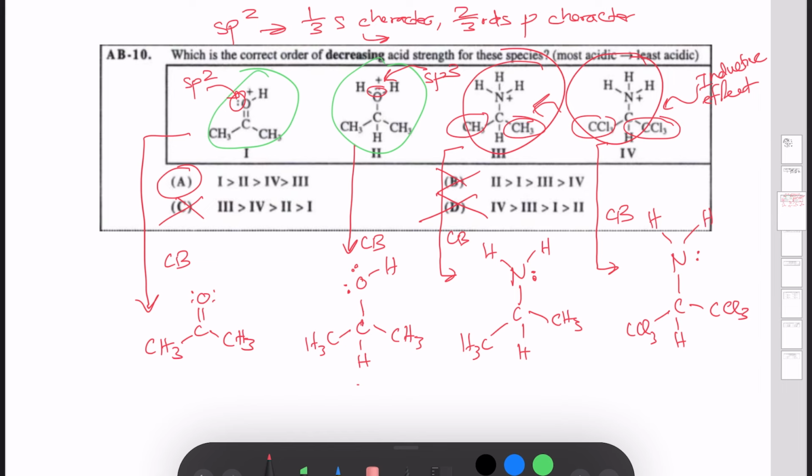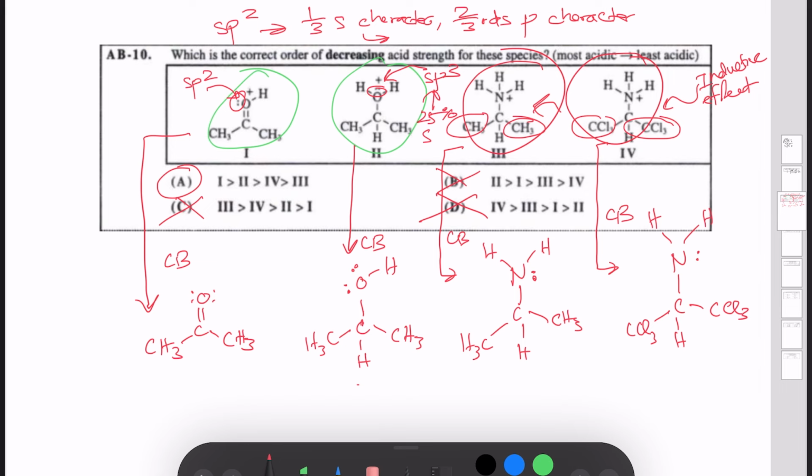So that allows it to be less basic. And what this tells us is that sp3 has a lower s character. It has 25% s character. And so if you have more s character, for part 1, it has 1/3 s character, so its electrons are more stable and thus less basic and thus more acidic. So that also allows us to get A as our final answer.